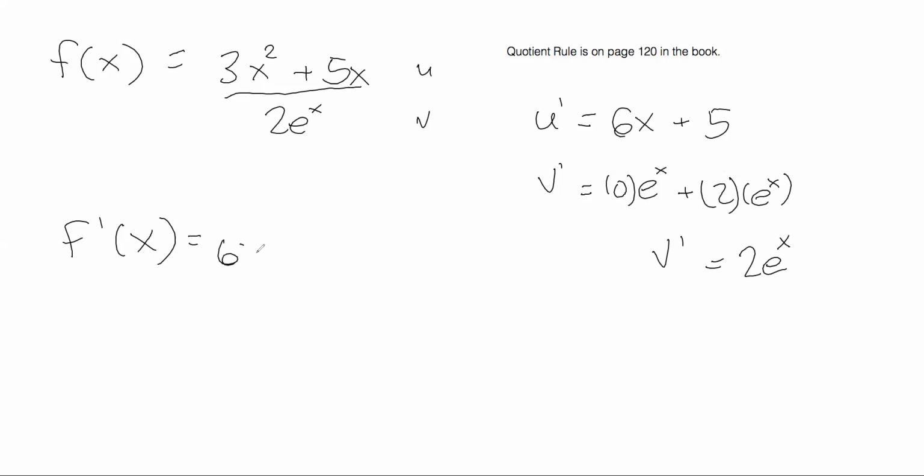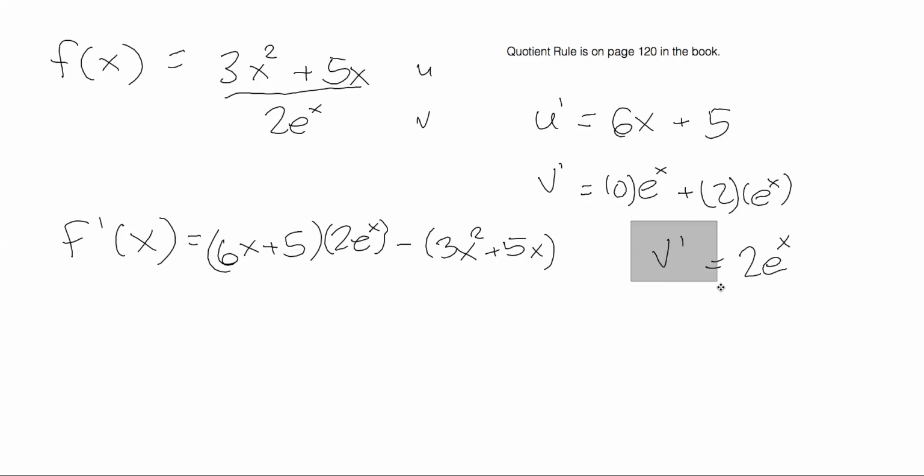So this would be u prime times 2e to the x, minus the top times the derivative of the bottom, which of course is still going to be 2e to the x, all over the bottom squared.